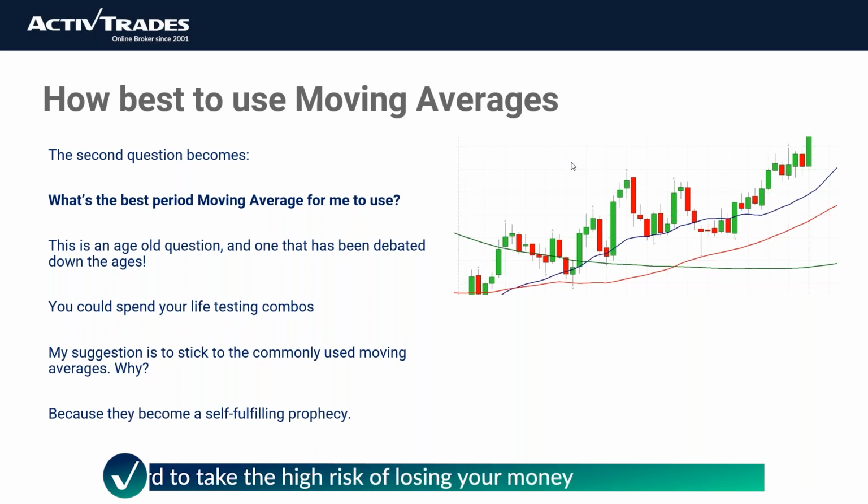As the slide says there, you could spend your life testing combinations, and if that is the way you'd like to operate, you're very welcome to do that. Whereas my suggestion is that you invariably just stick to the commonly used moving averages. Why? Because I think at the start of your journey, you should keep it simple. And also what we find is that they become a bit of a self-fulfilling prophecy for the way they operate, and more of that in a moment's time.